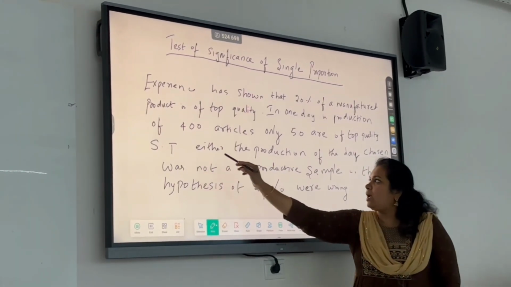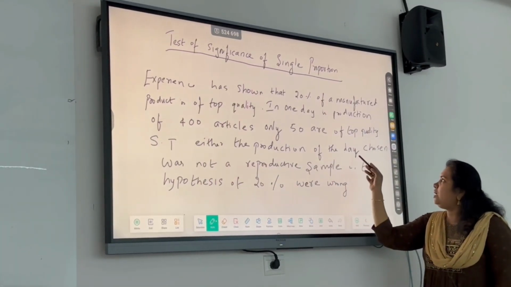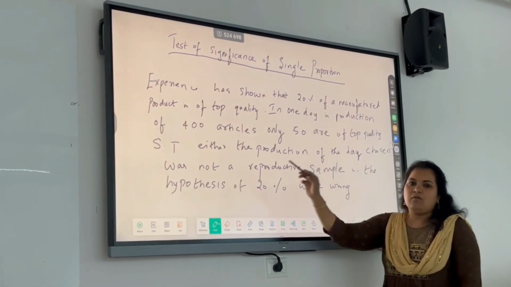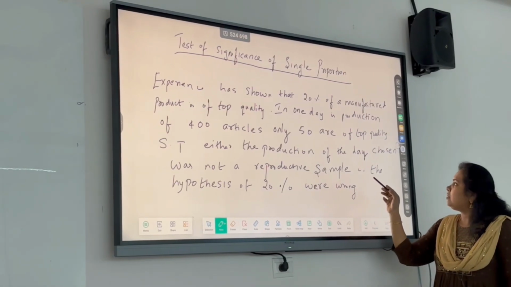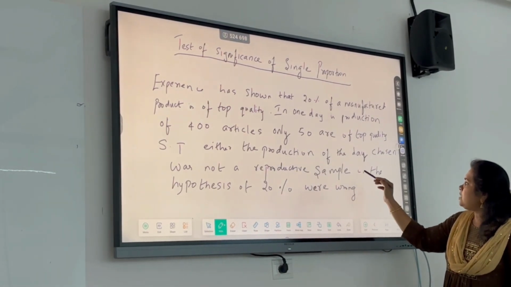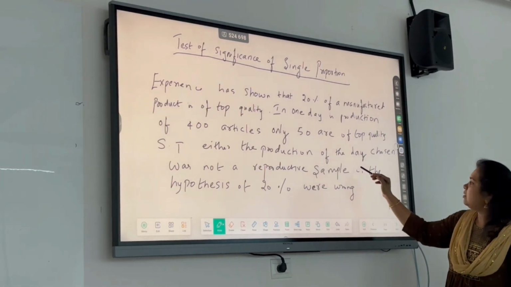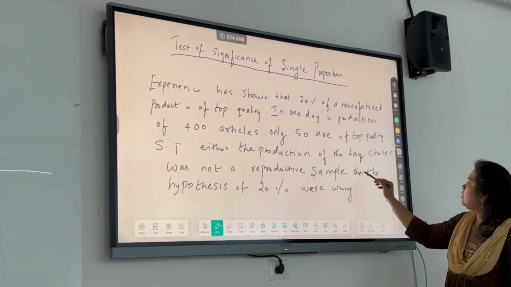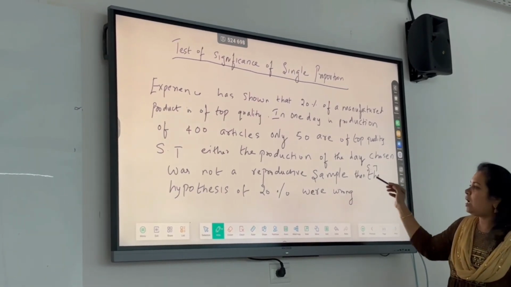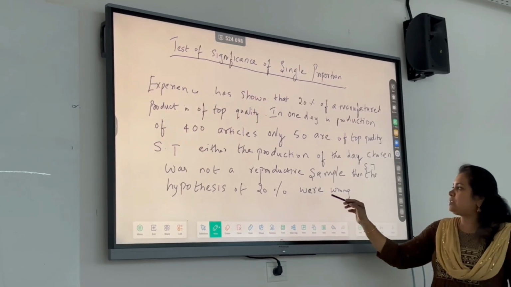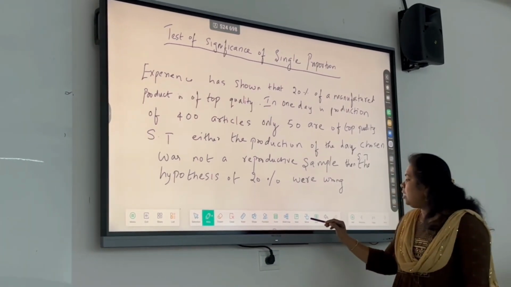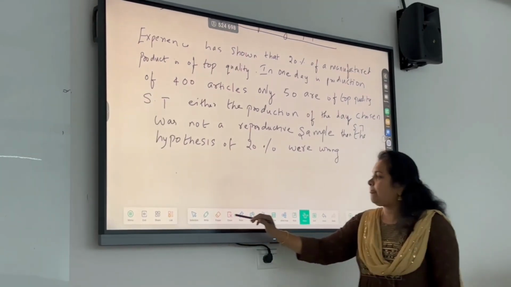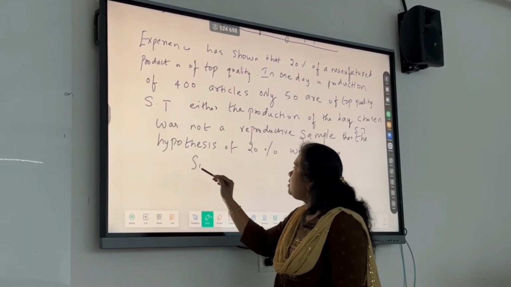Show that either the production of the day chosen was not a representative sample, or show that the hypothesis of 20% was wrong. So, how is this solved? We are going to prove the solution.